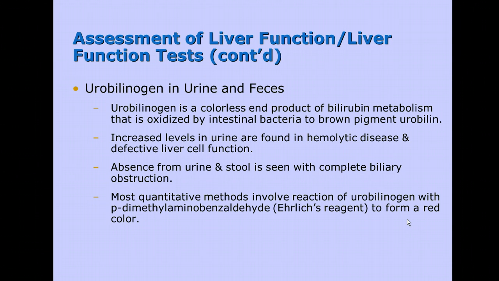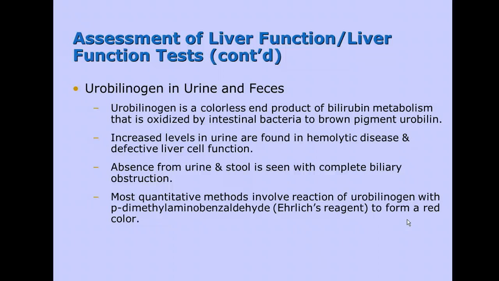All right, so not only did we talk about bilirubin, once this ends up in the intestines, we talked about urobilinogen. Well, urobilinogen is a colorless end product of bilirubin metabolism that is oxidized by intestinal bacteria to a brown pigment, urobilin. Increased levels in the urine are found in hemolytic disease and defective liver cell function. Absence from urine and stool is seen with a complete biliary obstruction.